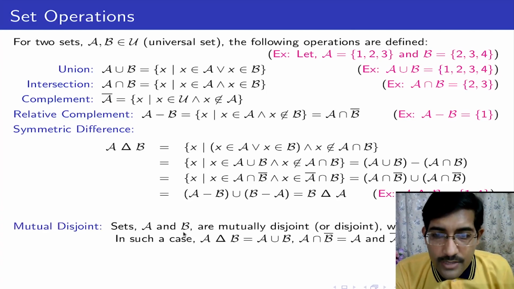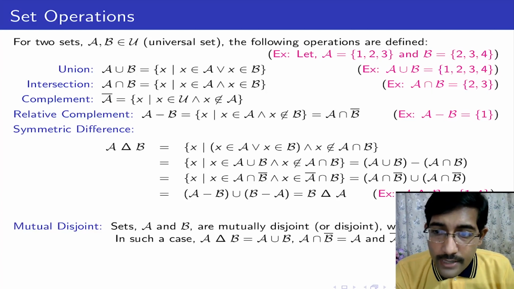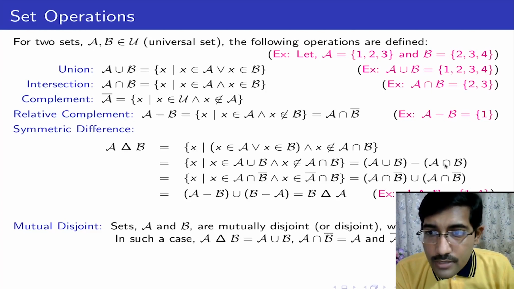Mutually disjoint means that two sets A and B are said to be mutually disjoint when they do not have any element in common. It means that no element of A and no element of B are the same. So in such a case we write that A delta B is equal to A union B, because A intersection B is null. If you see this formula, A delta B is A union B minus A intersection B. So this is null, and it is only A union B.